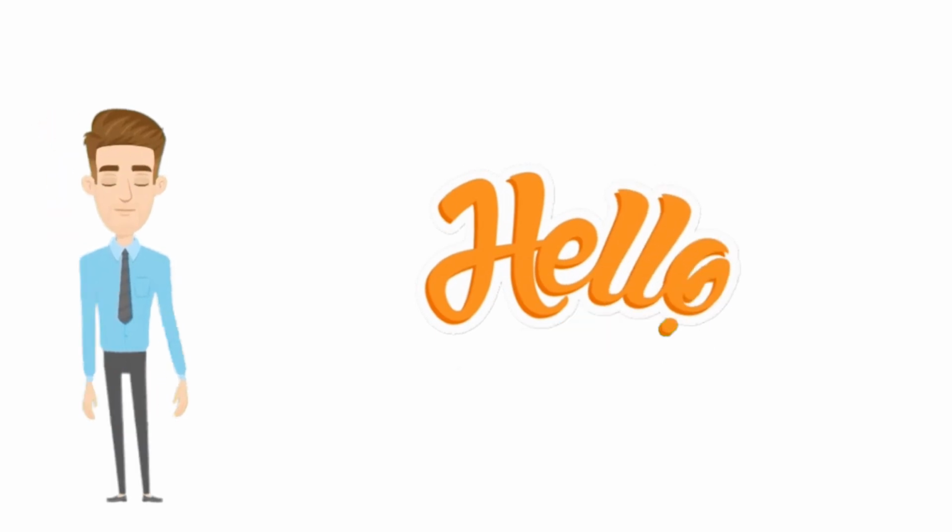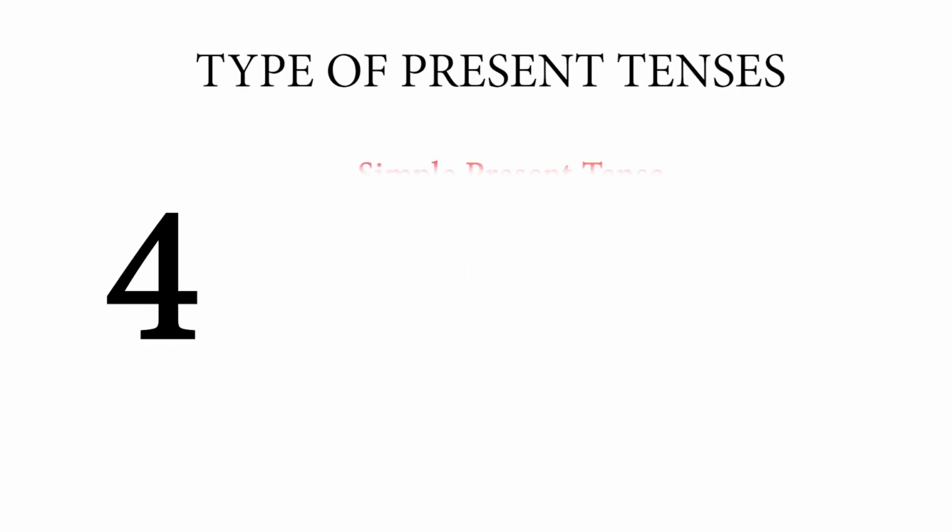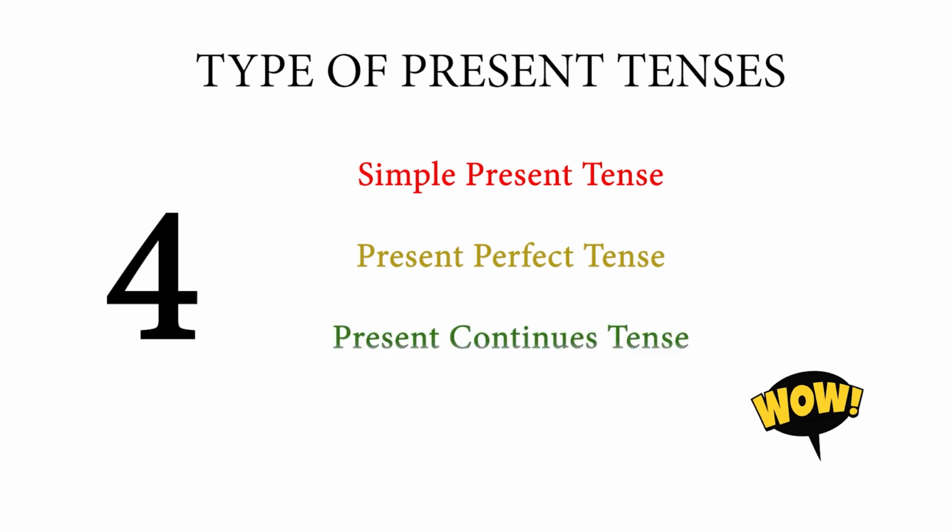Hello friends, in this video we will discuss present tense in detail. We have four types of present tense. First, simple present. Second, present perfect. Third, present continuous. Fourth, present perfect continuous. Let's start with simple present.